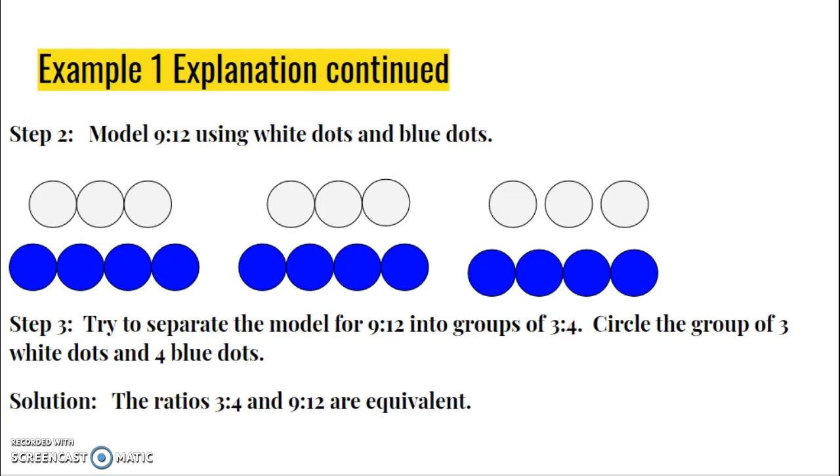The next step, in step 3, we're going to try to separate the model for 9:12 into groups of 3 and 4. Circle the group of 3 white dots and 4 blue dots. As you can see, we were able to separate those into groups of 3 to 4. So the solution is that these ratios, 3:4 and 9:12, are equivalent.